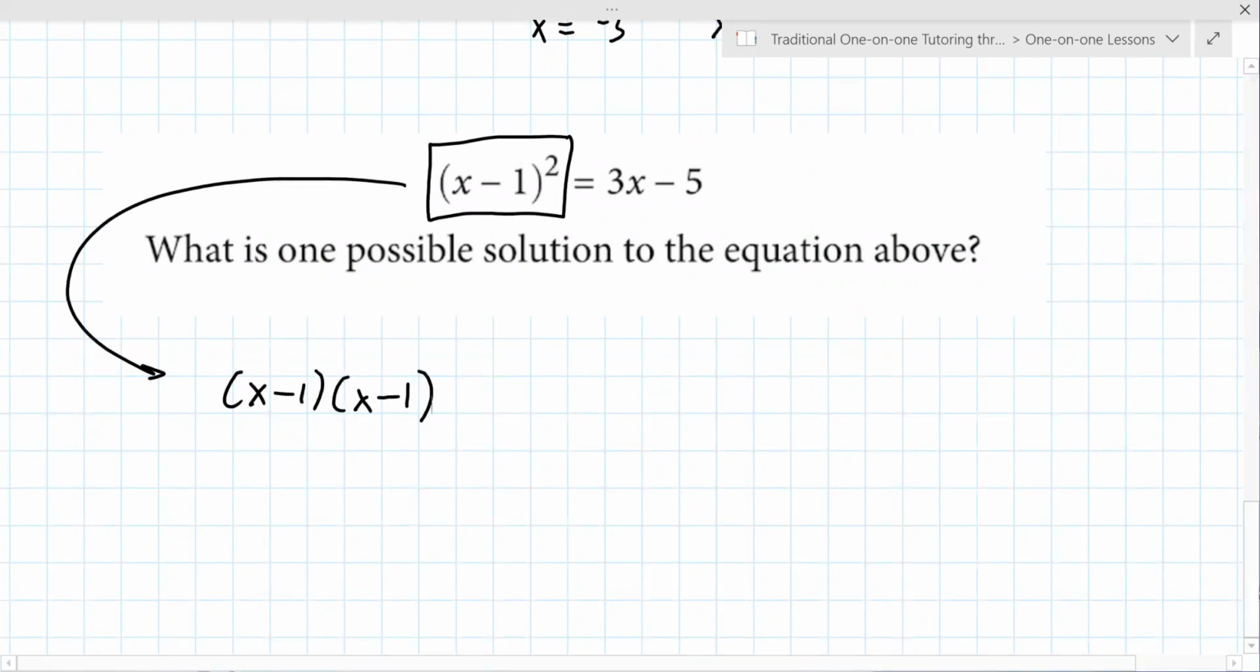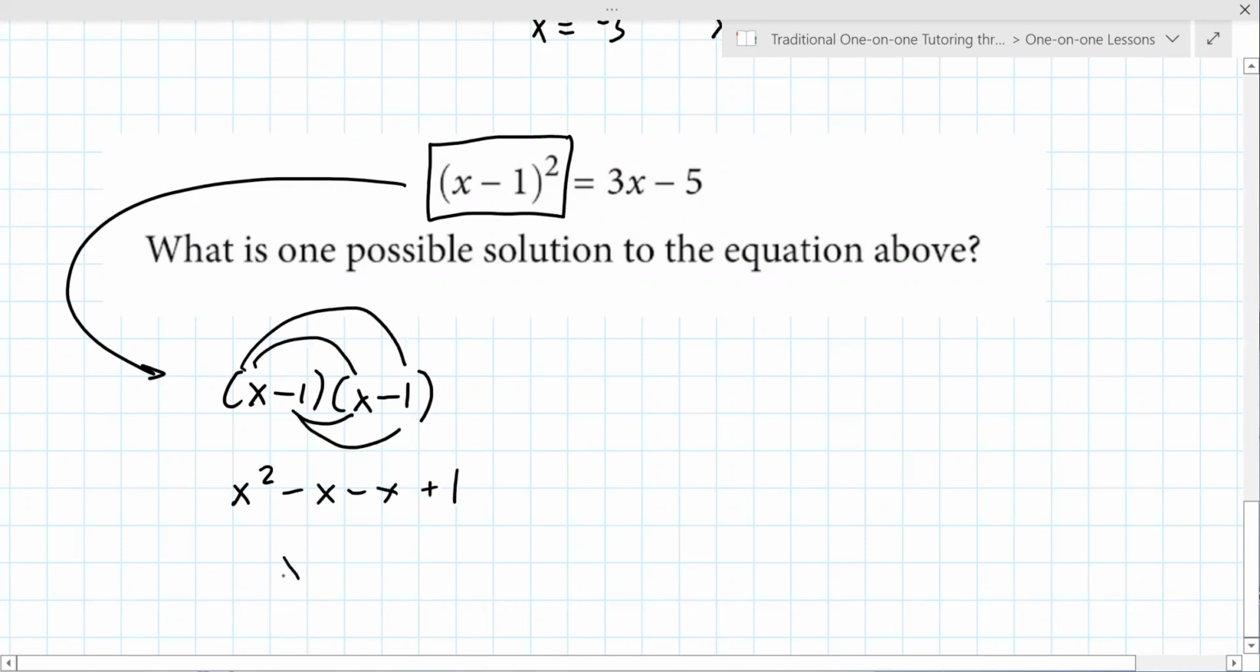Okay. And you have to use FOIL to multiply this out. So x times x is x squared, x minus x. And that's the left side. I think you know how to do that, or you'll get comfortable doing that as we work through some more problems here. Equals 3x minus 5.